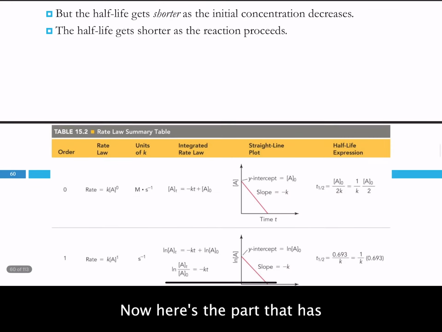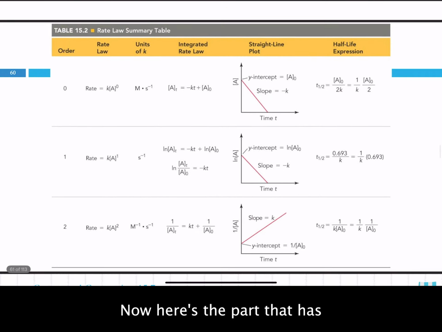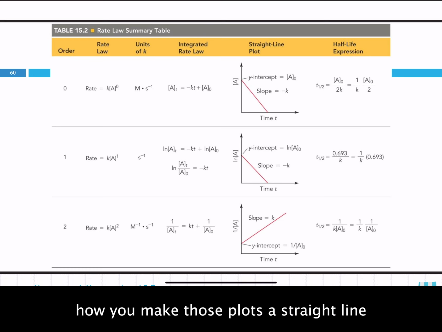All right, now here's the chart that has all of that. Zero order, first order, and second order. The rate laws, integrated rate laws, how you make those plots a straight line, and the half-life equations.